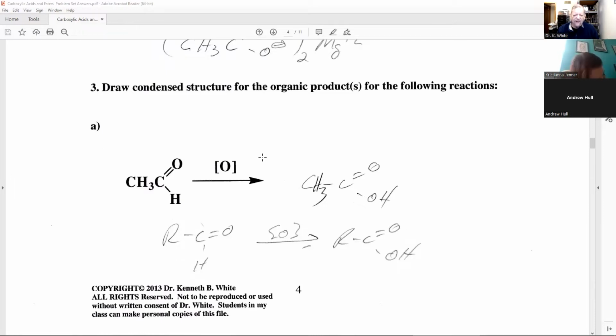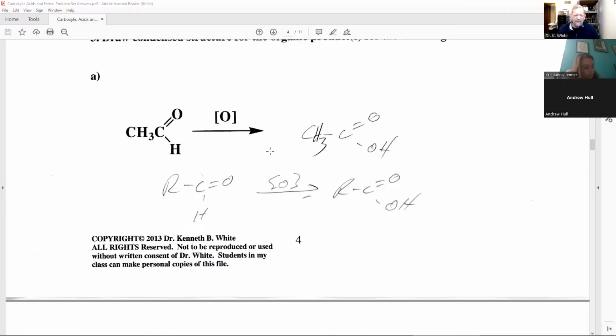All right, let's look at draw the condensed structure for the following reactions. And what you have to do is identify what's different. In this one, aldehyde, O bracket O, oxidize, and you oxidize an aldehyde to a carboxylic acid. And here R is methyl, and we get acetic acid.